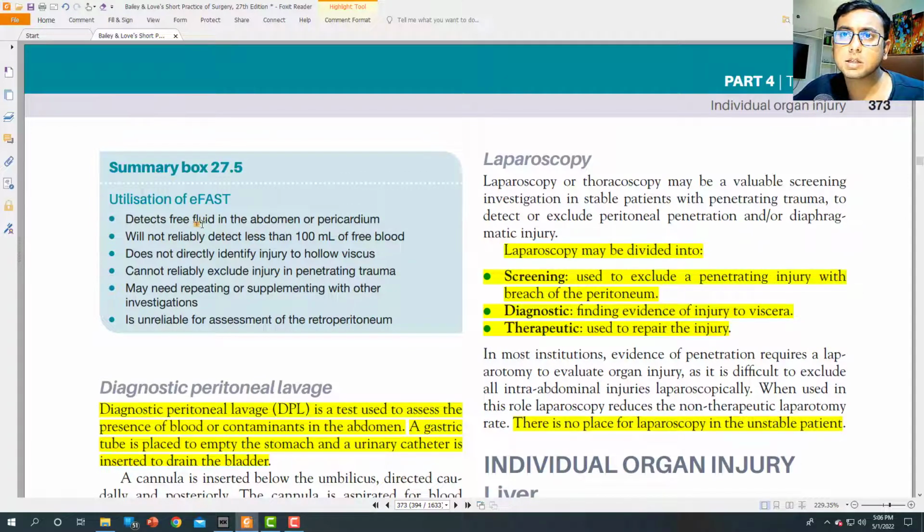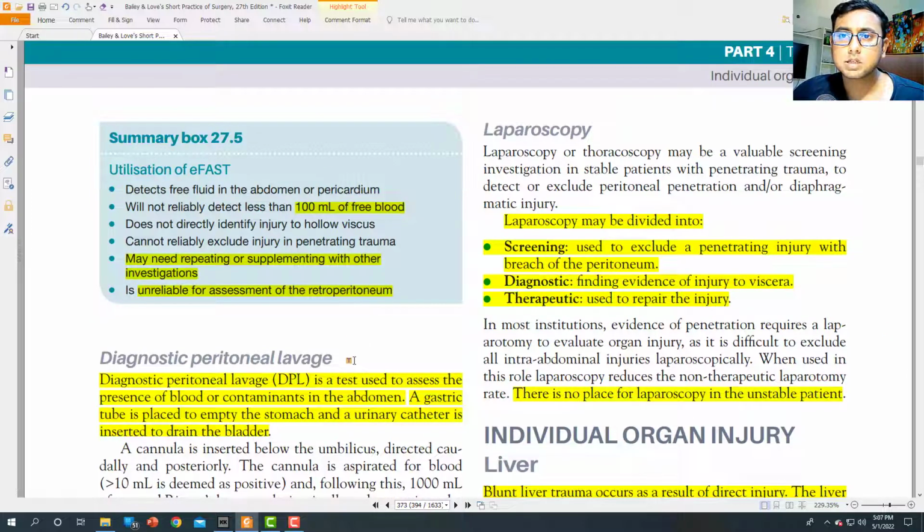Now the limitations. Detection of free fluid in the abdomen or pericardium will not reliably detect less than 100 ml of free blood. Less than 100 ml, it is no use. It does not directly identify injury to hollow viscus. It cannot reliably exclude injury in penetrating trauma. It may need repeating or supplementing with other investigations. So with EFAST, we need other investigations. It is unreliable for assessment of the retroperitoneum. So there will be no use in retroperitoneal injury, penetrating injury, or fluid less than 100 ml in the abdomen. In these three situations, there is no use of EFAST. We need to go to CT or other modalities.